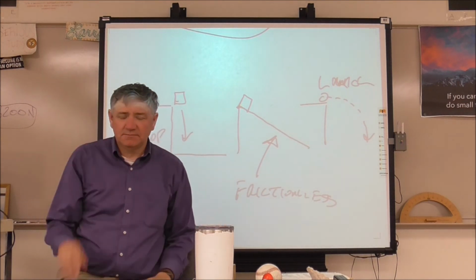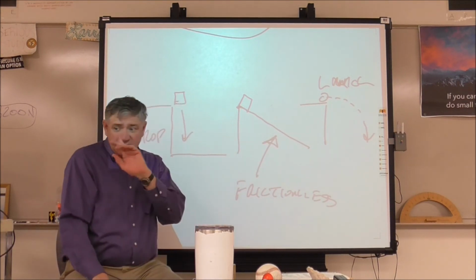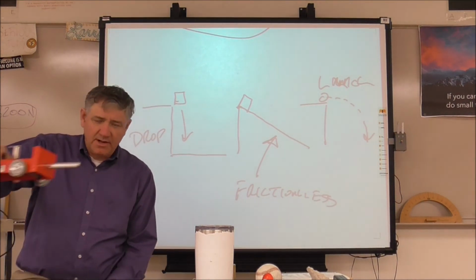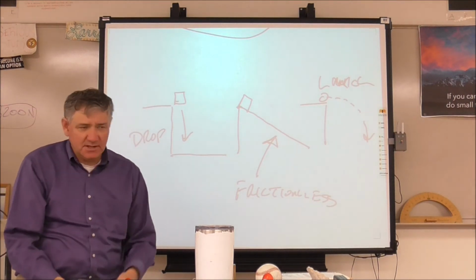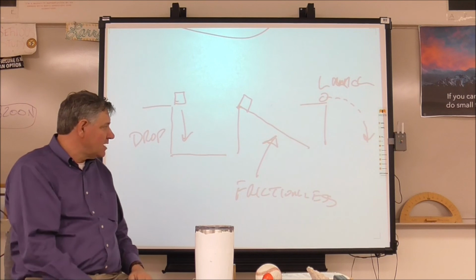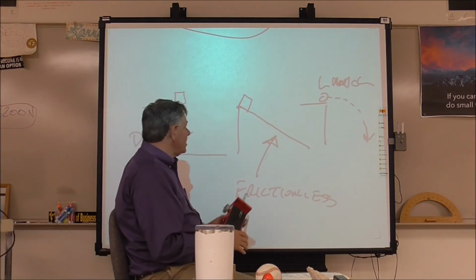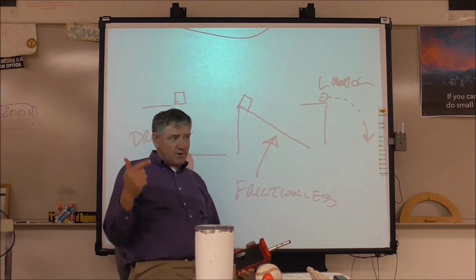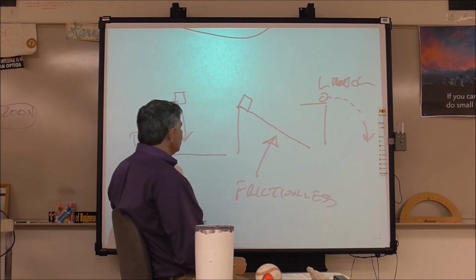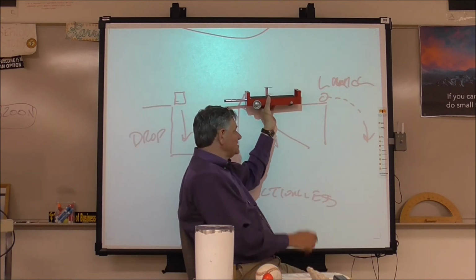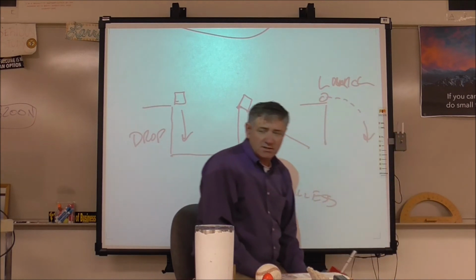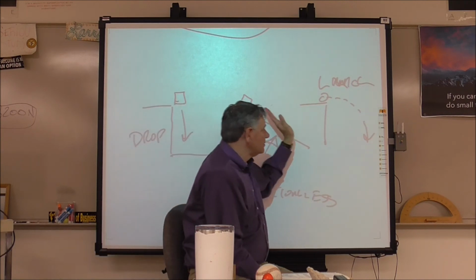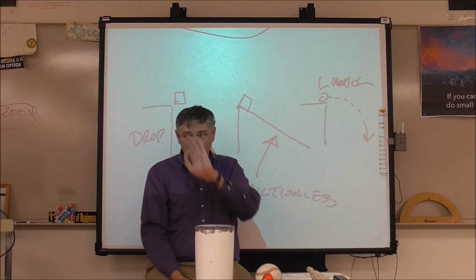Okay, so imagine this. You have three situations. Situation number one, you have a cart and you're just gonna drop it, and it's just gonna fall straight down. Situation number two, you're gonna have a cart at that exact same height, but you're gonna let it roll down a frictionless ramp. Situation number three, I'm going to take that cart at that same height, but then I'm going to launch it as it goes off. So I drop, I roll, I launch. Those are your three options.